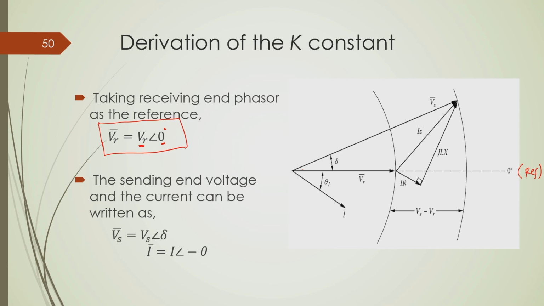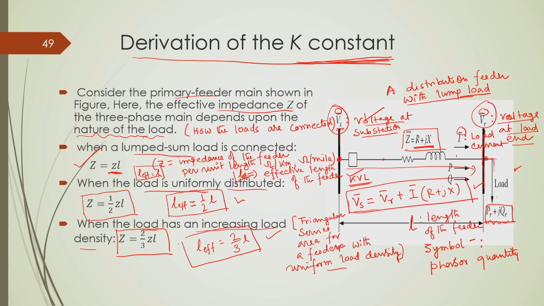Now, with this we will add these two quantities, one is IR, another is JIX. Here J is our complex operator. In electrical engineering, we use this J to represent the complex operator. I hope everybody knows this, it is the standard nomenclature we use as electrical engineers.